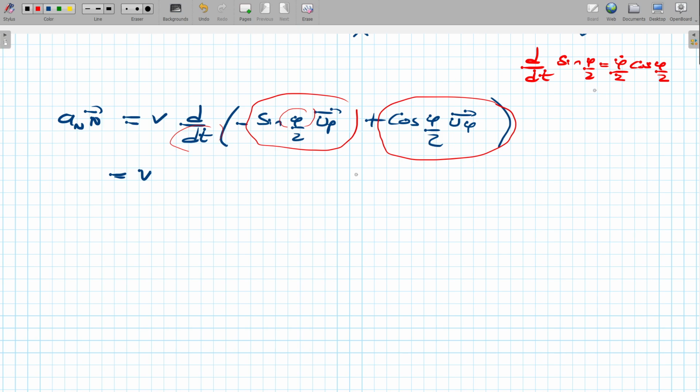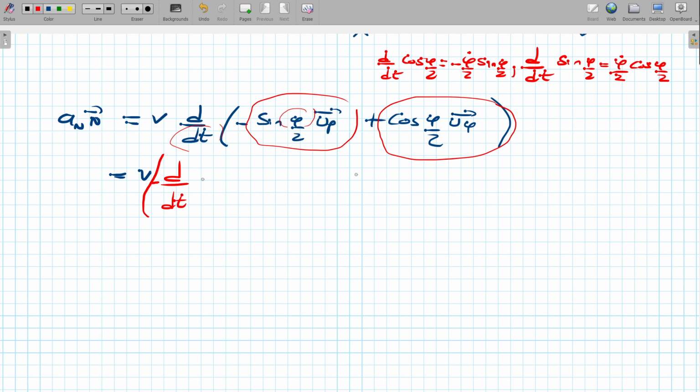Same thing, the derivative with respect to time of cosine phi divided by 2 is going to be minus phi point divided by 2, and then we have sine phi divided by 2. So this is what we have. Let's apply this here. And then we also know the derivative of u r with respect to t. Here we have v, and then d/dt. We first of all differentiate this sine. The minus here is still persistent, because it's coming from somewhere else, it's not coming from here. So the minus will be persistent.